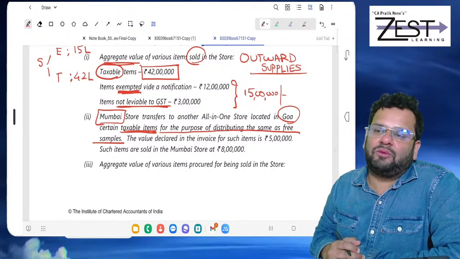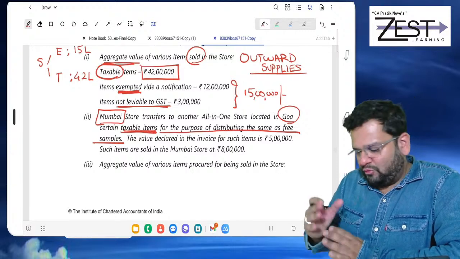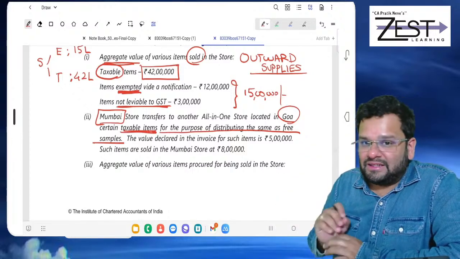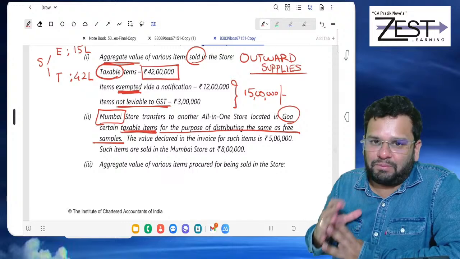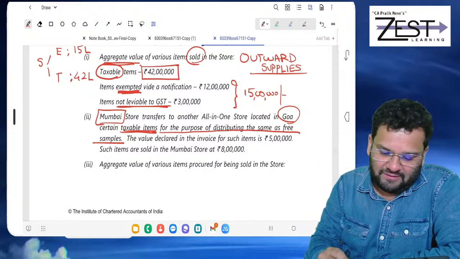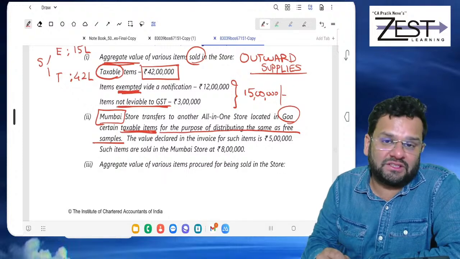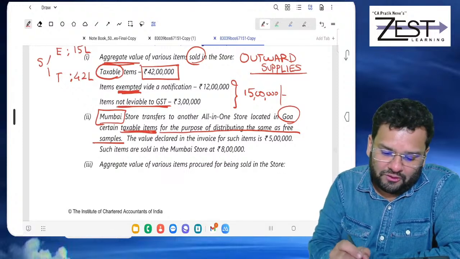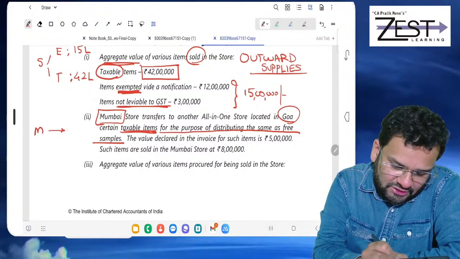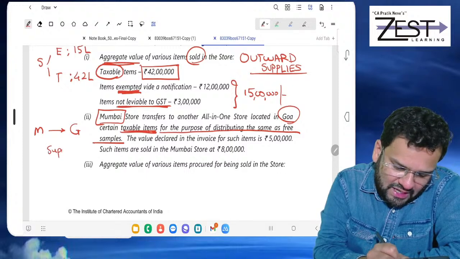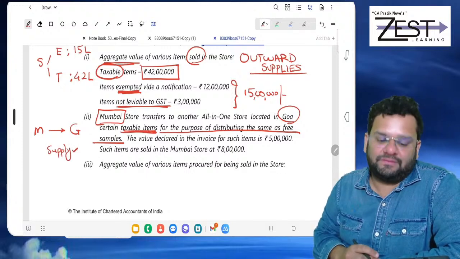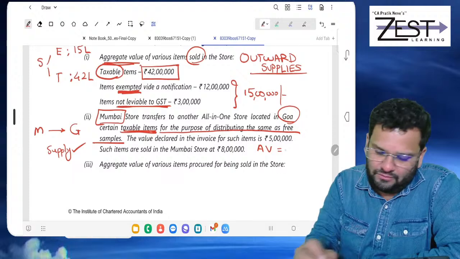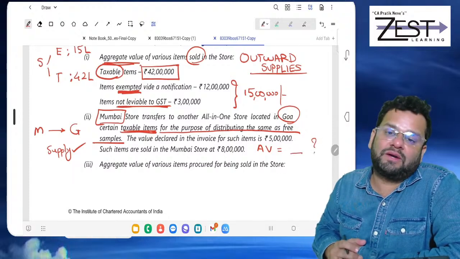When you are transferring from your office from one entity to another entity in a different state, it is a transfer or supply of goods to a distinct person, and supply of goods to a distinct person is treated as supply under GST, isn't it? So first of all, Mumbai store is transferring to Goa store. You have to understand it is a supply under GST. If it is a supply under GST, you will have to find out its assessable value. So what is its assessable value is my question.